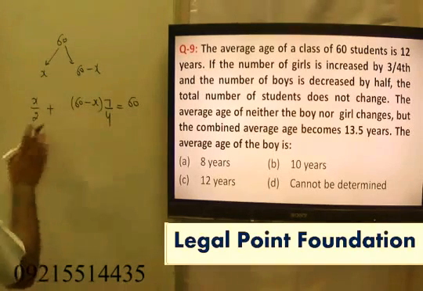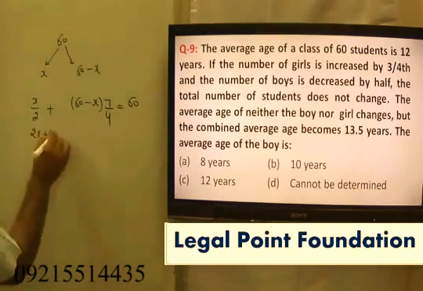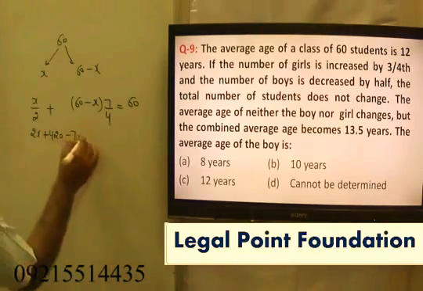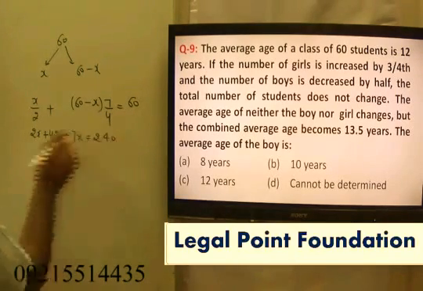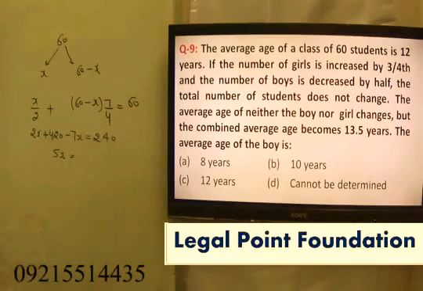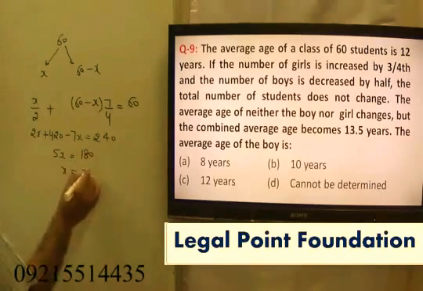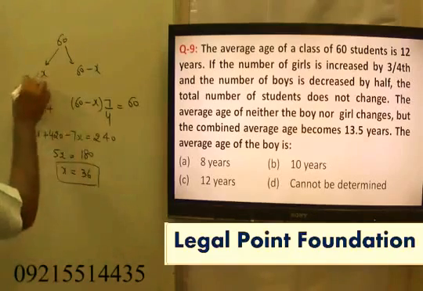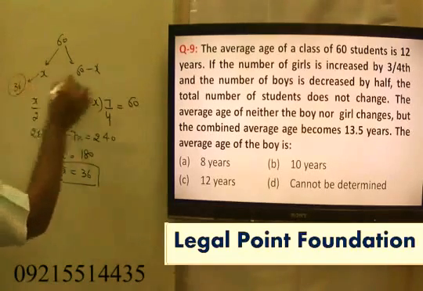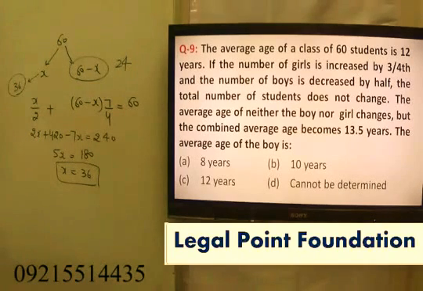How? Just solve it. Take your LCM as 4. This becomes 2x plus 420 minus 7x equal to 240. Right? Take it to the other side. This is 5x equal to 420 minus 240, which you get as 180. x equals 36. So number of boys is 36 and number of girls is 24. Now how will the question proceed? The average age of neither the boys nor the girls changes, but the combined average age becomes 13.5.